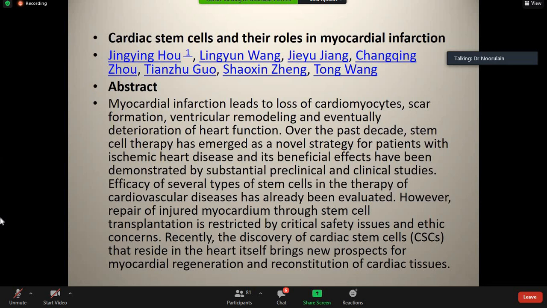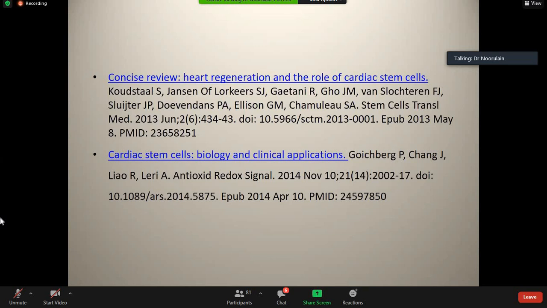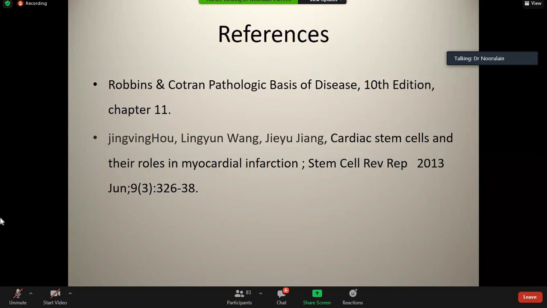These are two different links on the cardiac stem cell. If you are interested, you can go to these links and read about the cardiac stem cell. What is the role of the cardiac stem cell in the replacement of the injured myocardium? These are the references.